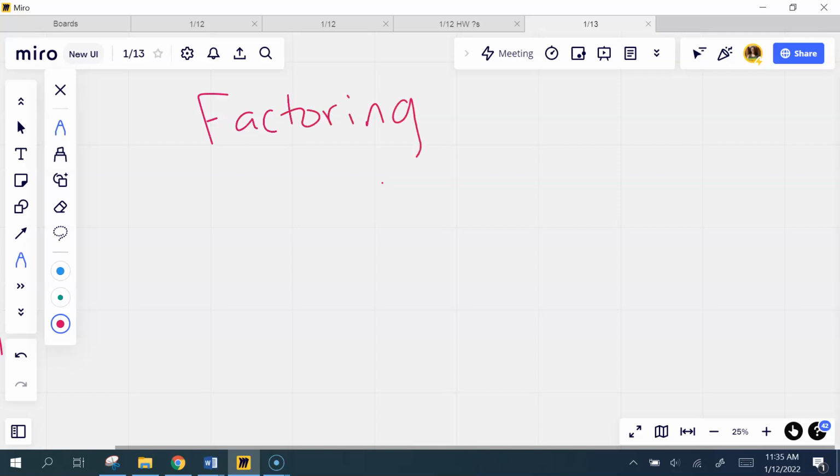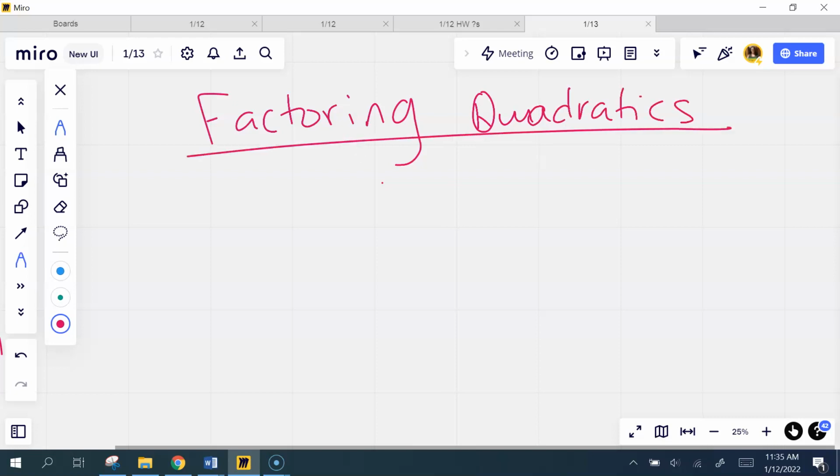So I talked to you a little bit in the last recording about factoring quadratics, about multiplying these quadratics out to get them back to standard form. So what we're going to do in factoring, and you may remember this one, is we're going to take something that is in standard form and we're going to put it in intercept form.